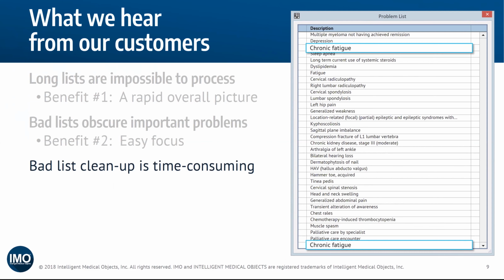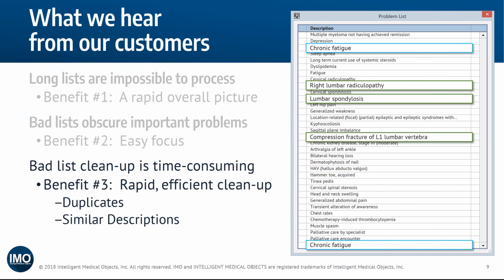The other issue with cleanup is quickly identifying the problem. So not only is chronic fatigue on there twice, but there are various back pain diagnoses all relating to each other, and which is the most appropriate to decrease clutter on the list.